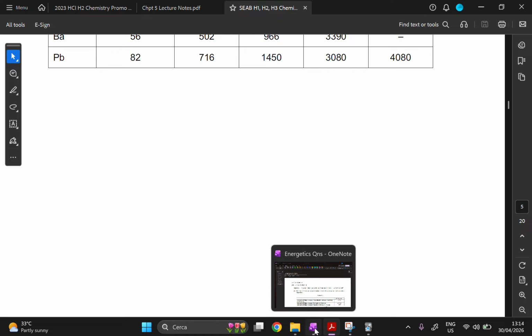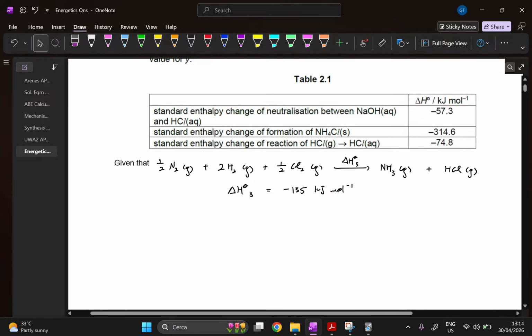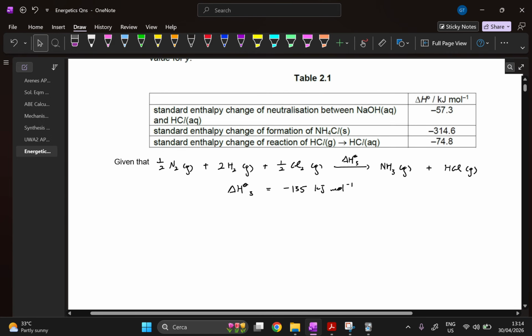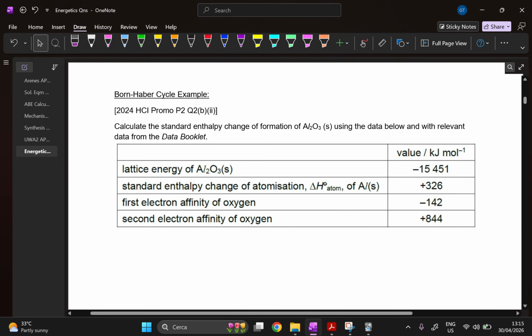So I think I've digressed quite a bit. Let's continue to the cycles themselves. I'm going to skip your Hess cycles first and go to Born-Haber cycle. So in this case, this is 2024 Hwa Chong Promo paper 2, and I'm just going to take you through this question now.